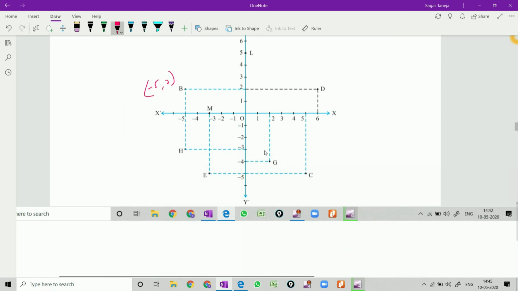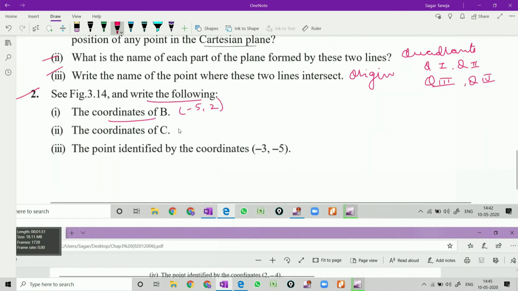Coordinates of C. It is 5 comma -5. First of all, we have to write the value of x, then y. 5 comma -5.